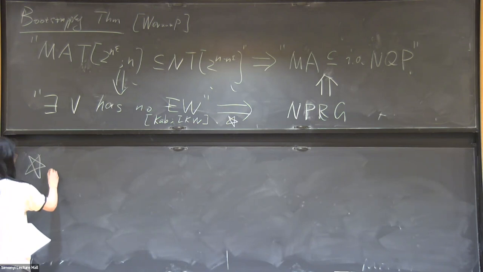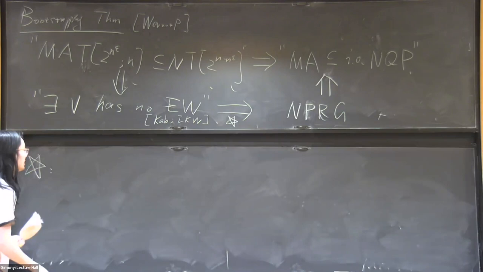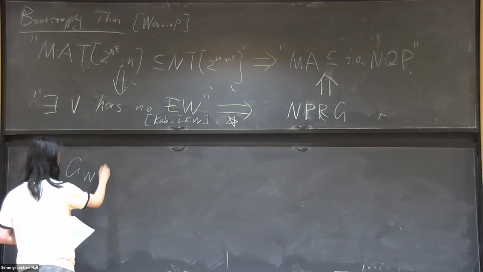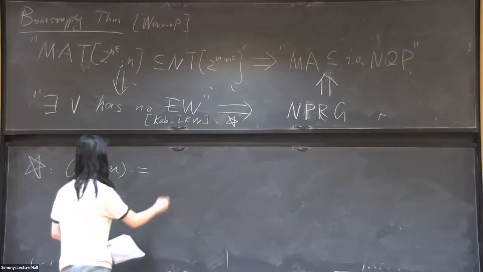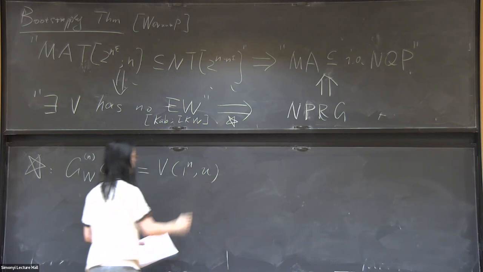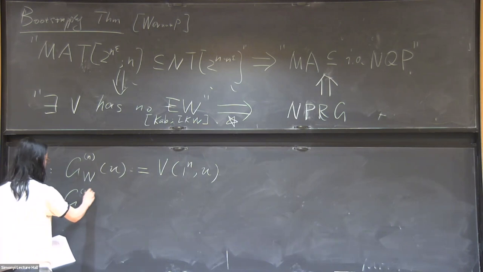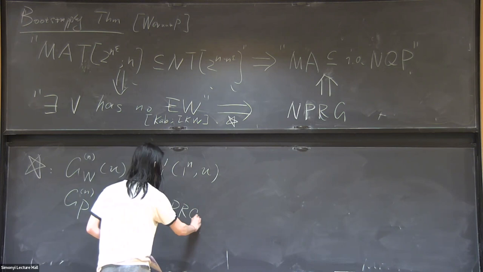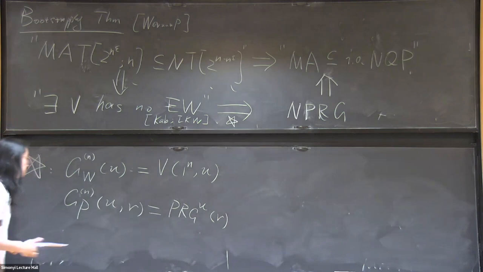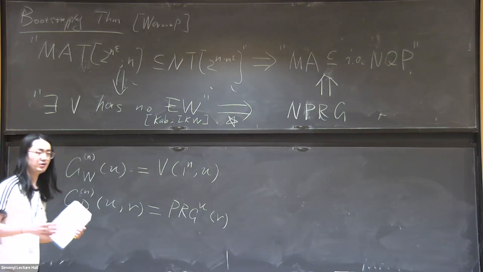Okay, so I'll tell you this. I need to define an NPRG, but actually, I already told you a definition. So GW is just going to be defined as a family of NPRG. The nth one is going to be defined as: I run V on 1 to the n and u. And what's GP then? You take some PRG construction, which takes u. Okay, so let me explain what I mean. Let's just use that as a black box.